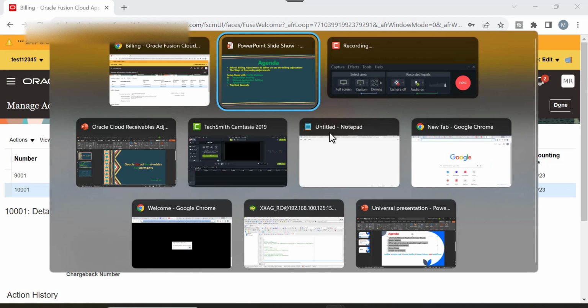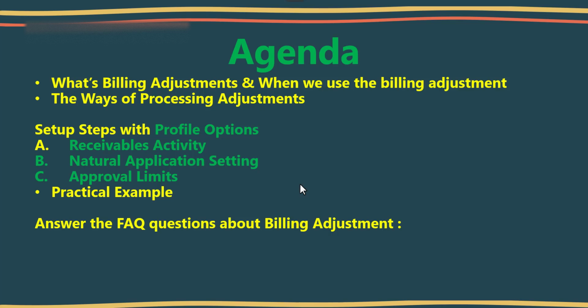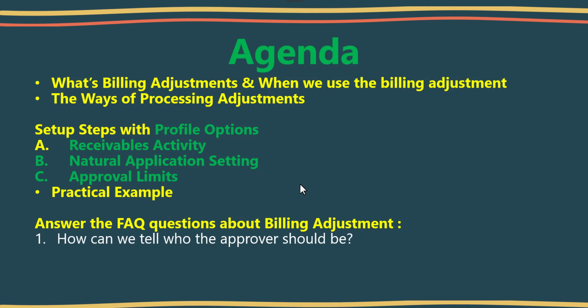Let's come back to the agenda. This is a practical example. Here there are 3 or 4 frequently asked questions about the billing adjustment. First one, how can we tell who the approval should be? In Vision, you have to define an approval limit to determine whether a receivables user can approve an adjustment or credit memo request. You define the approval limit by document type, amount, and currency, as we saw before.